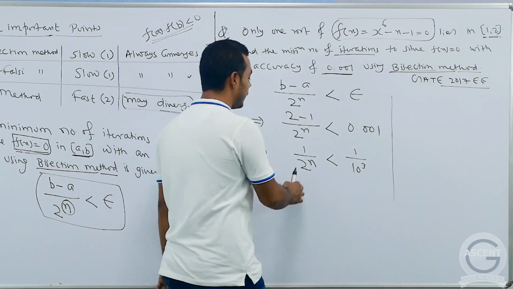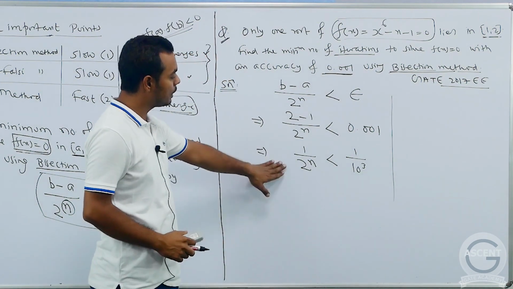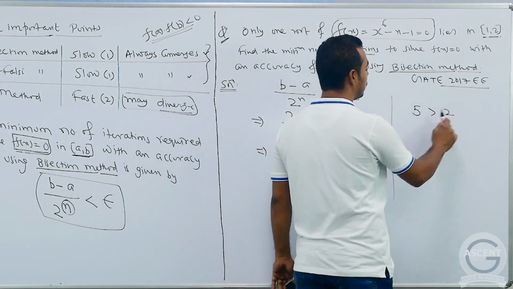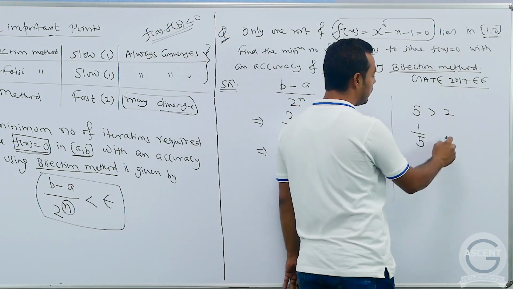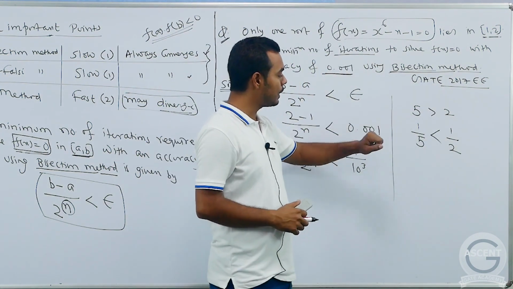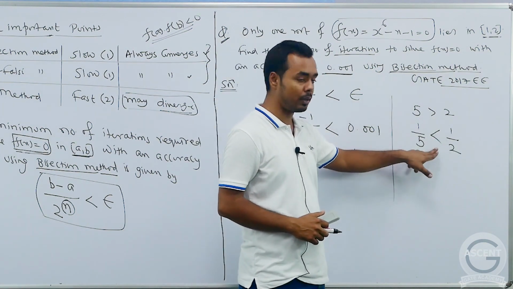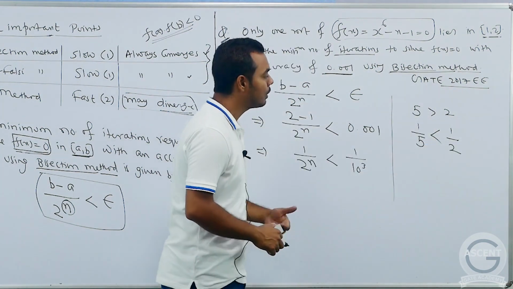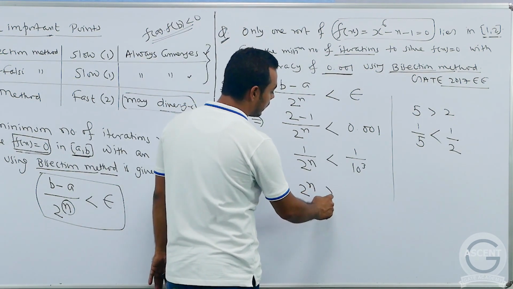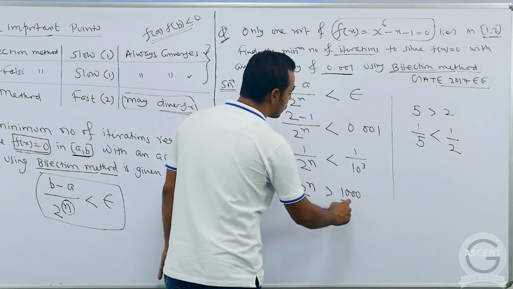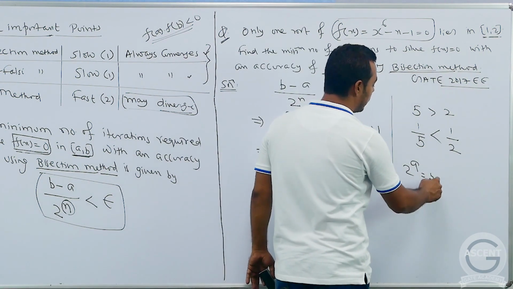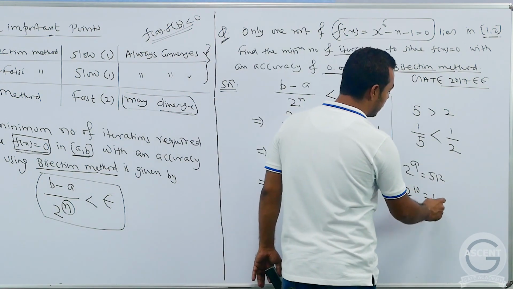Now remember one thing: in case of inequality, when you take the reciprocal, you have to change the sign of the inequality. Because suppose 5 is more than 2, this we know. Now if you take the reciprocal, then 1 by 5 and 1 by 2, which one is greater? 1 by 2. So once you take the reciprocal in case of positive numbers, you have to change the sign of the inequality. Greater than will become less than, or less than will become greater than. So here if I take the reciprocal, then I will get 2 to the power n greater than 10 to the power 3, meaning 1000. Now we all know that 2 to the power 9 is 512. 2 to the power 10 will be 1024.